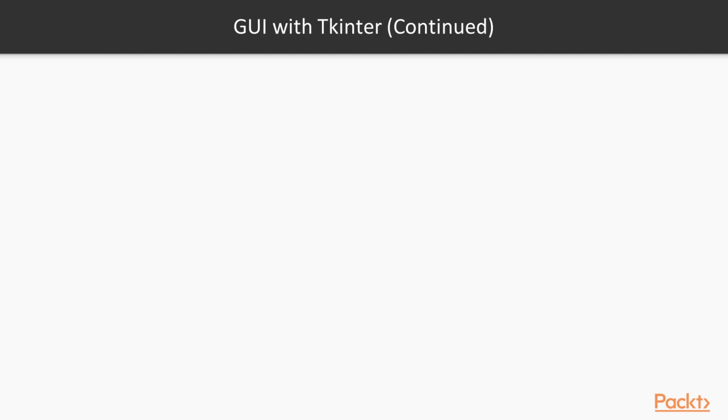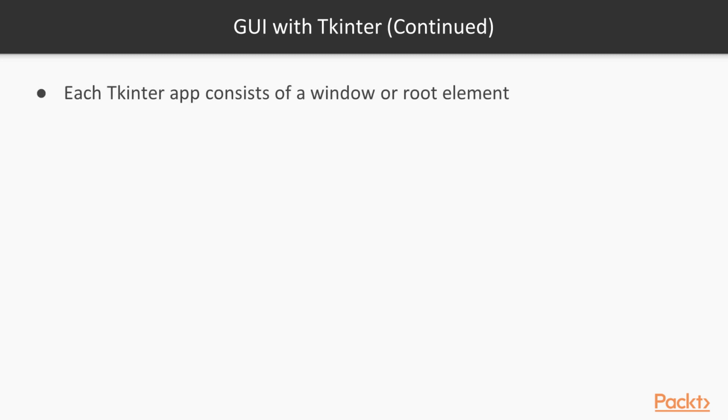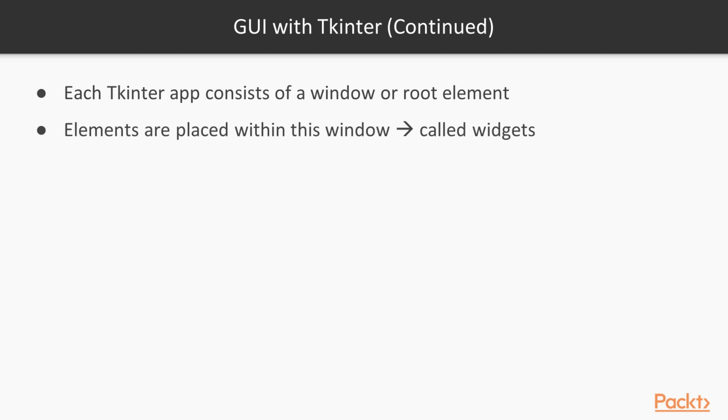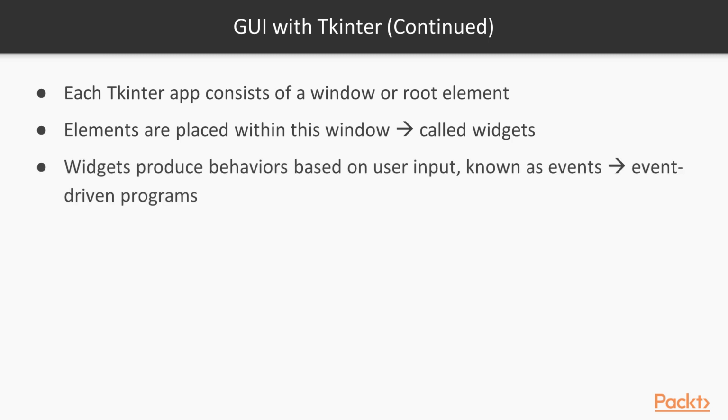So with tkinter, you're going to build an application. And the first thing it consists of is a window. And by default, the window is just going to be the size that's required to fit your application in. So what we do is we build elements called widgets, and we place them in the window. And the widgets produce behavior, based on people's interactions with these widgets. And the interactions are called events, and sometimes these are called event-driven programs or event-driven programming.